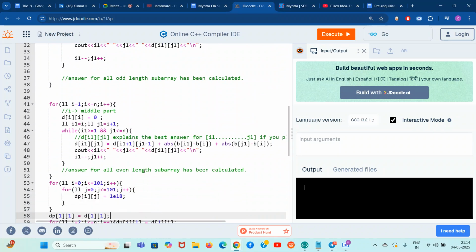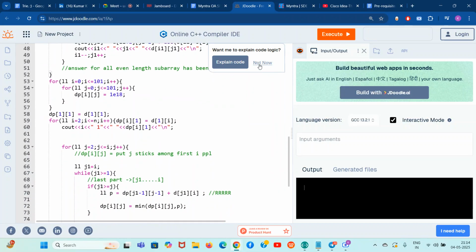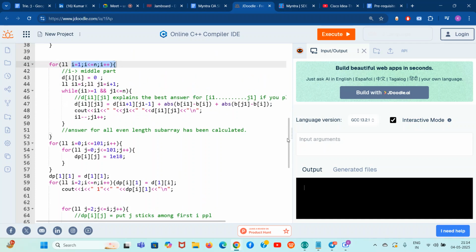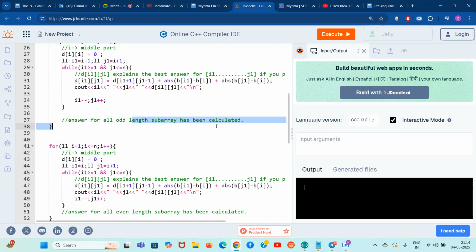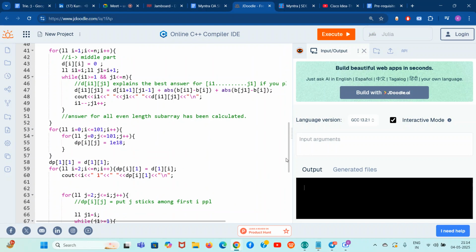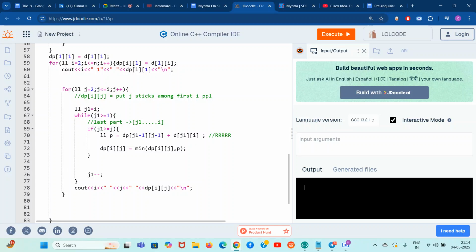Now guys, you know dp[i][j], you can see I'm going from 1 to n. Then we have our j also. I calculated for all odd length subarrays, then for even length subarrays. Yes guys, this is my logic. You can use any logic, but dp[i][j] is important.